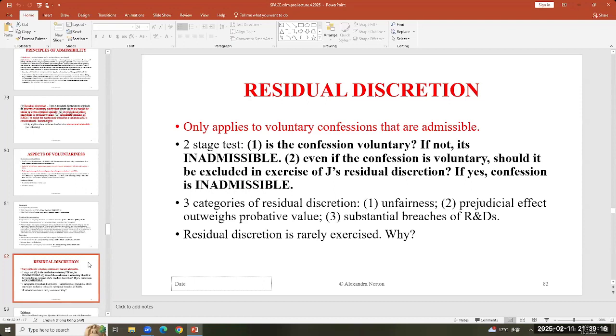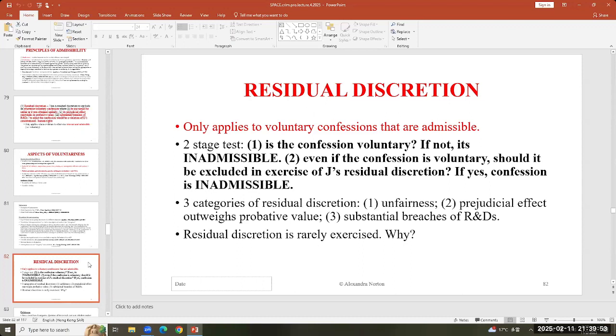Where residual discretion tends to succeed is if there is no issue of person in authority or voluntariness, right? If we're just looking at some other reason for excluding the confession, like in Lam Tap Ming, there isn't that issue of voluntariness or person in authority there because the defendant didn't realize that there was this informant who was undercover and the ICAC officers had the wiretap, right? So he didn't perceive them to be people in authority. So that's a situation in which the residual discretion may be exercised.